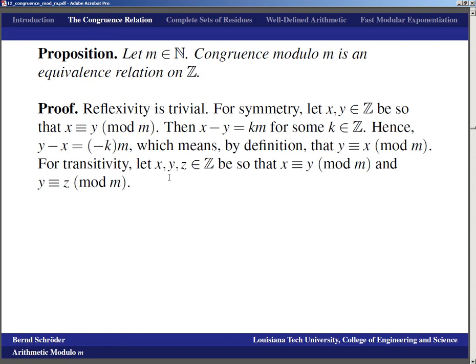And for transitivity, we would let x, y, and z be integers so that x is equivalent to y modulo m, and y is equivalent to z modulo m.